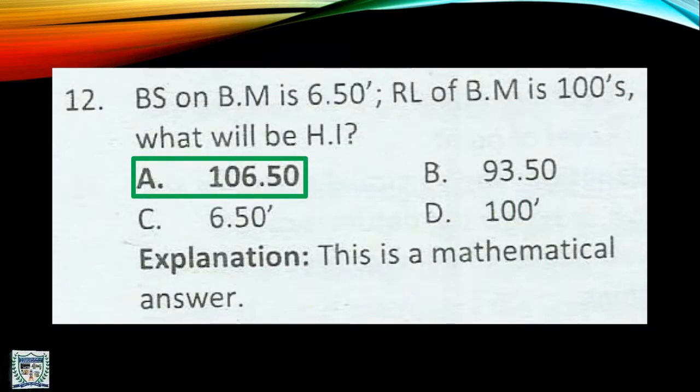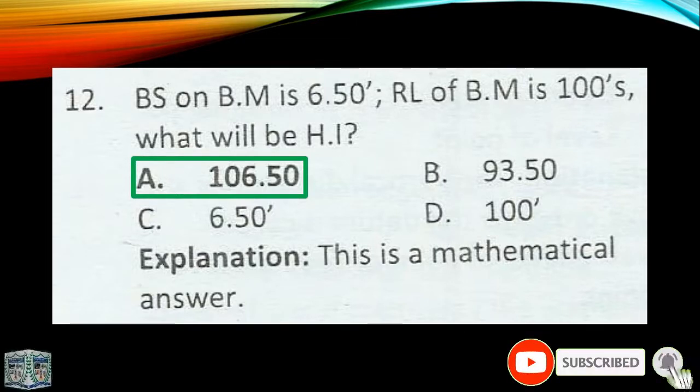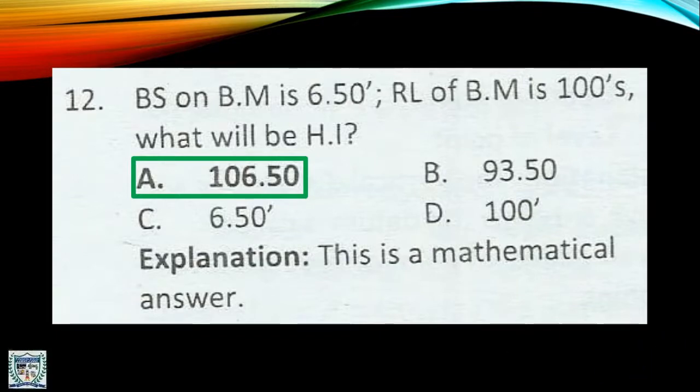Question 12. Backsight on benchmark is 6.5 feet. Reduced level of benchmark is 100 feet. What will be height of instrument? So calculate, and the correct answer is 106.5. Explanation. This is a mathematical answer.